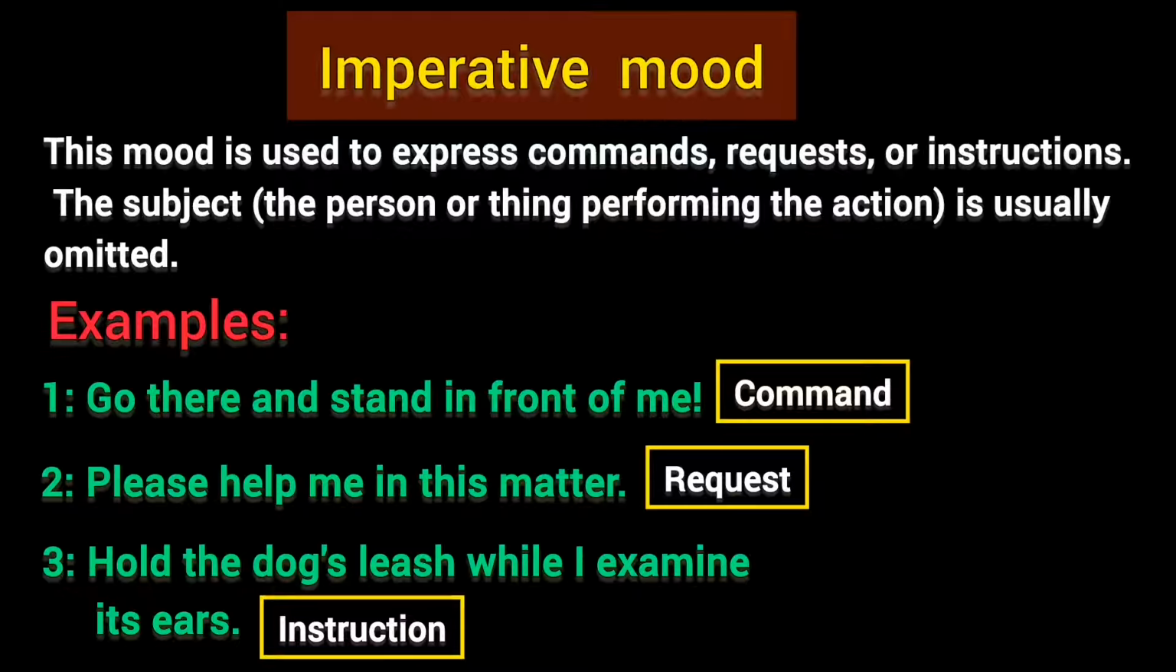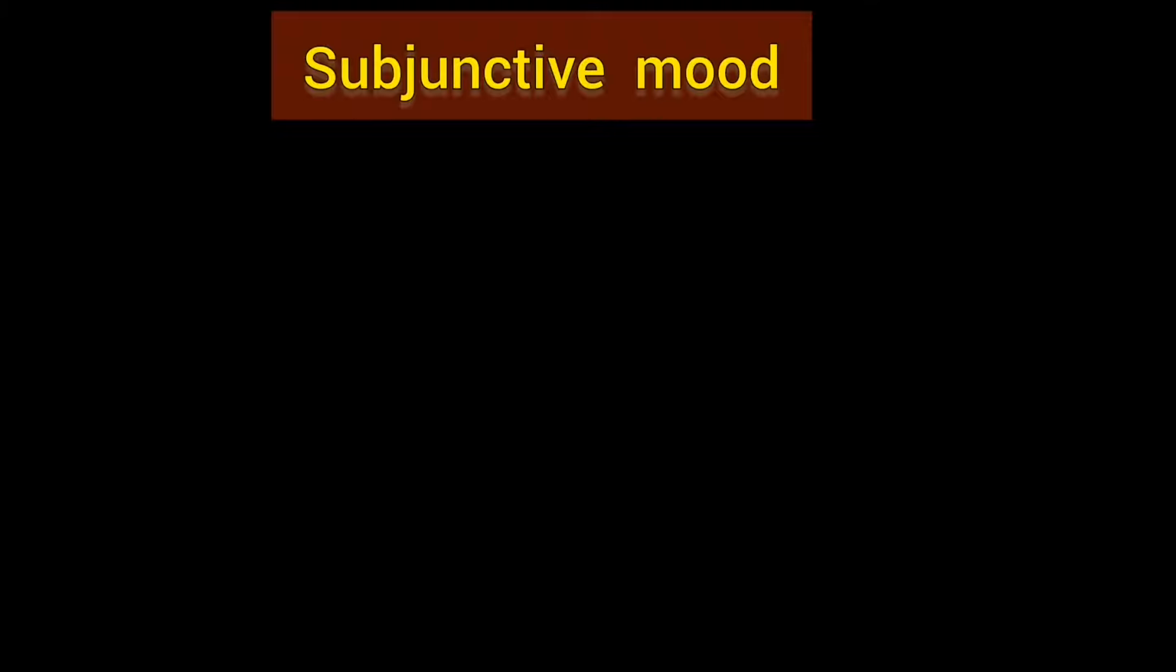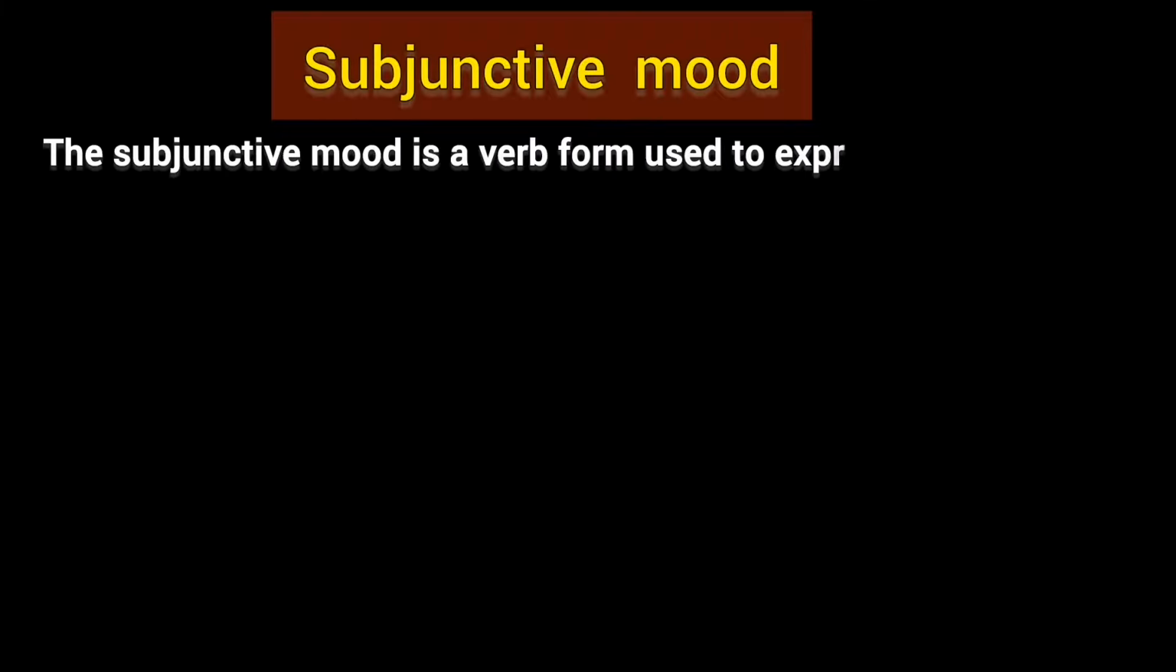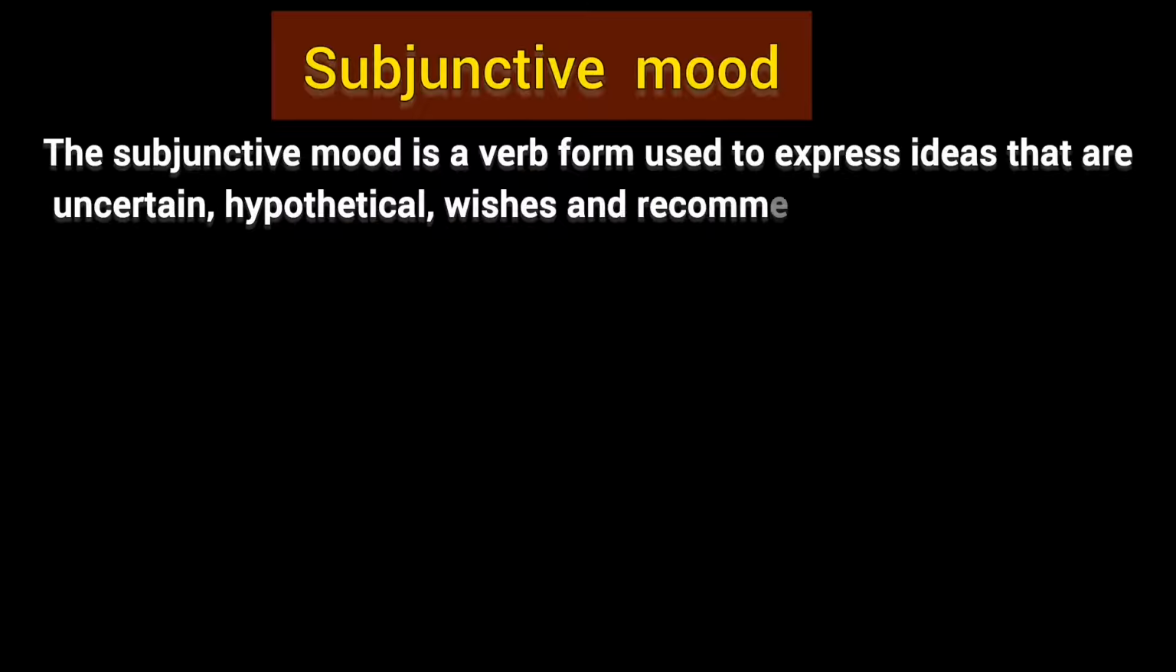As you have understood it, let me explain another mood of a verb, which is the subjunctive mood. The subjunctive mood is a verb form used to express ideas that are uncertain, hypothetical, wishes and recommendations. What does it mean? Simply, it is another verb mood which shows hypothetical situations, wishes or recommendations. When a verb indicates a hypothetical situation or expresses wishes or recommendations, it is called a subjunctive mood of a verb. Just look at these examples.